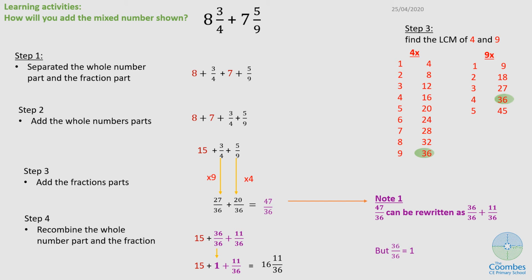So if I now add all, 15 whole add 1 will give me 16 whole. And I then add the fraction bit, which is the 11/36. So I'm going to have 16 and 11 over 36.